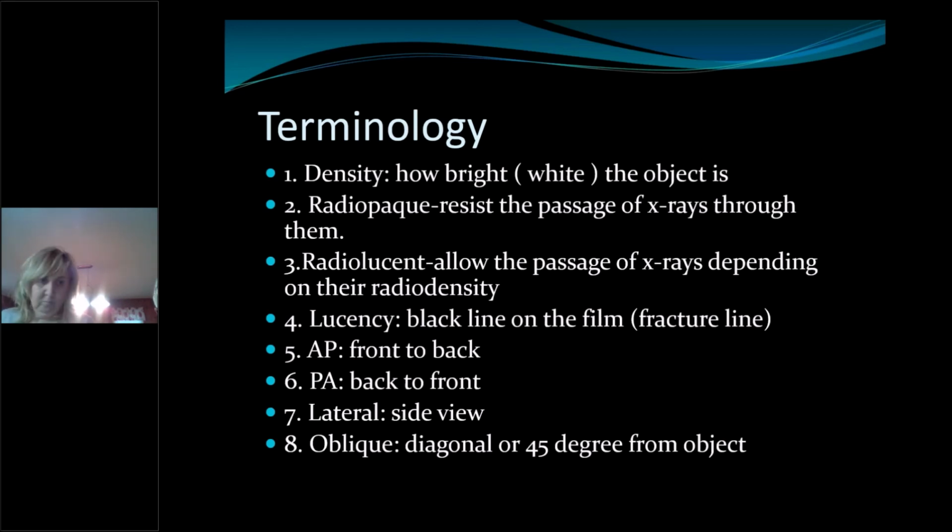And obviously lateral is from the side. And obliques are these 45-degree, not quite laterals, and certainly not AP. So if you kind of split the difference between an AP and a lateral, that's the oblique view. And there's a few times where obliques are nice. It's not a mandatory view for a lot of things, but there's a handful of times where it's a little helpful, and we'll certainly talk about those a little later on.